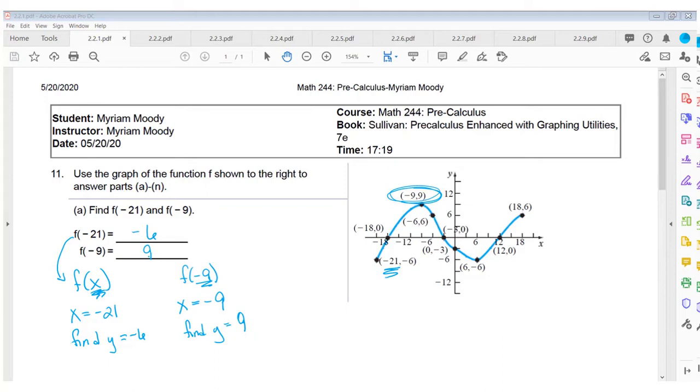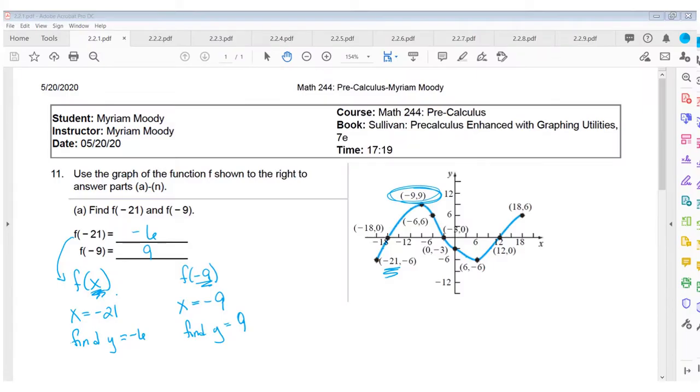Okay, let's get a few more problems down here. And I am going to move pages. We're going to find f of 12 and f of 18.